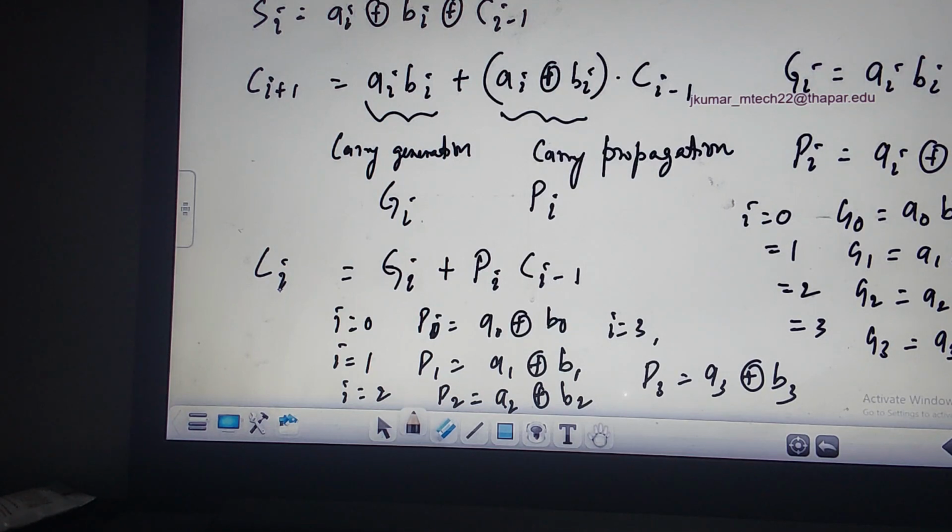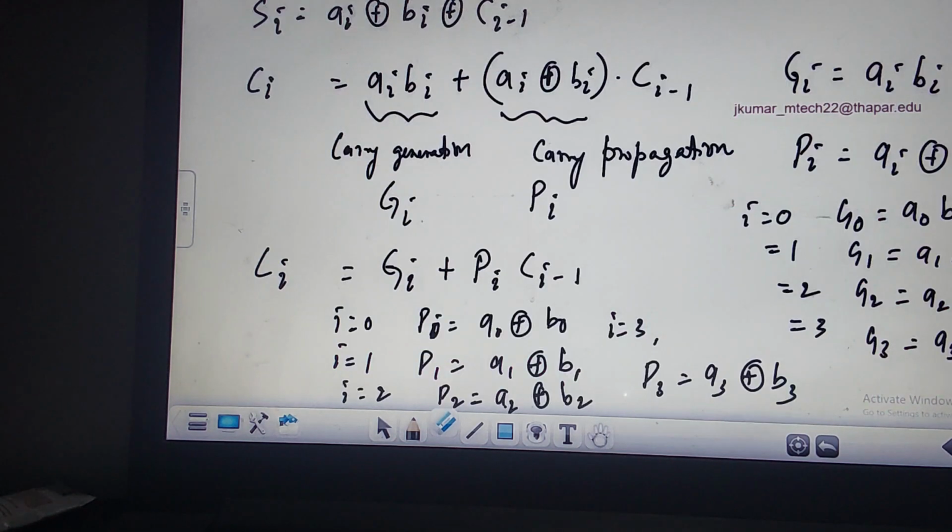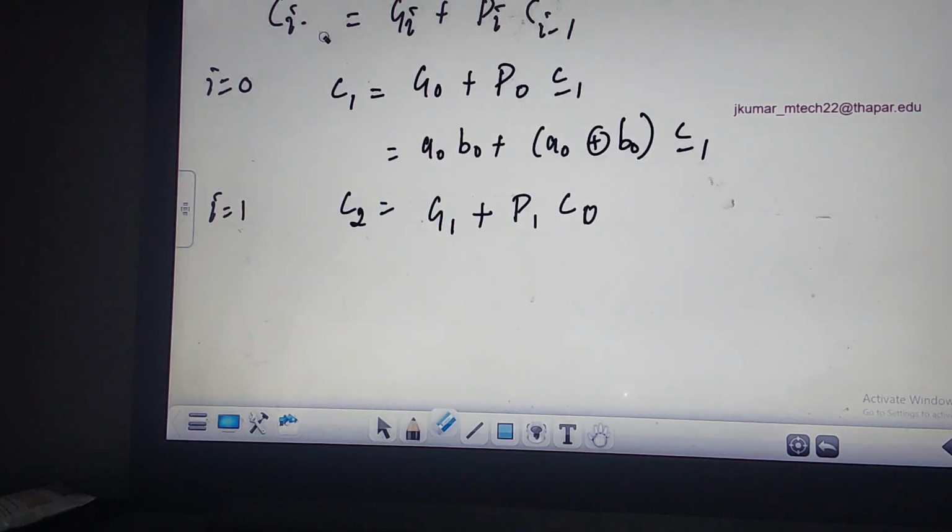This is nothing but what? CA. You will take this as a CA. This is CA. Again here also, this is also CA. Now it is coming to this equation. This is Ci. When i is equal to 0, now this becomes C0, G0 plus P0 into C minus 1. Already I know what is C minus 1. Correct. Again, when I put i is equal to 1, then this becomes C1. C1 is equal to G1 plus P1 into C0. I know what is C0, right?